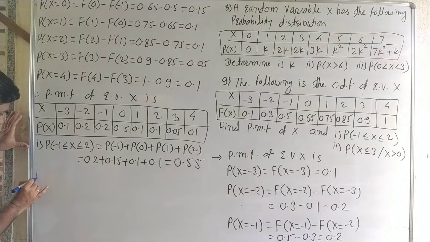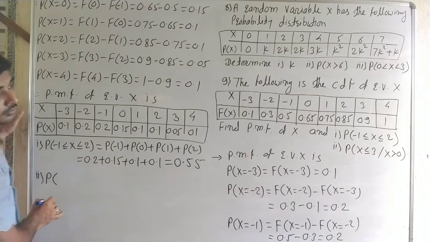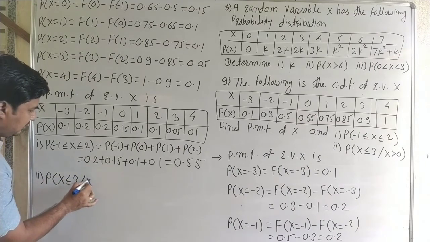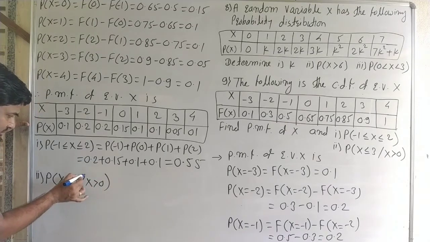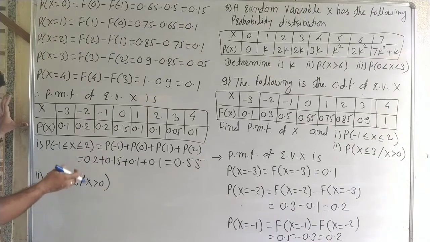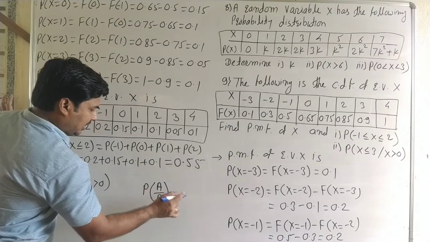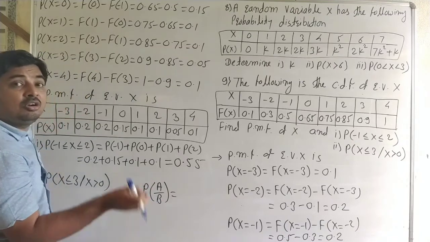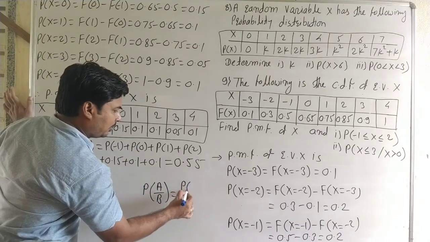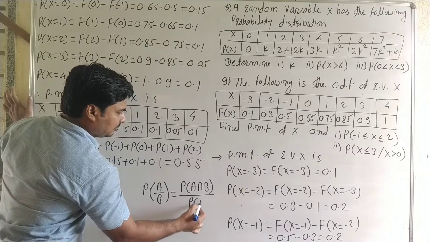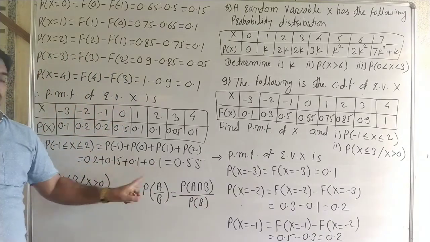Now the second, see carefully, it is probability of x less than or equal to 3 divided by x greater than 0. Here it is a slash, not division. The slash notation we use for division, but here it is used for conditional probability. Here conditional probability of A by B is the probability of event A when B is already given, and the formula is probability of A intersection B upon probability of B. Remember this formula.